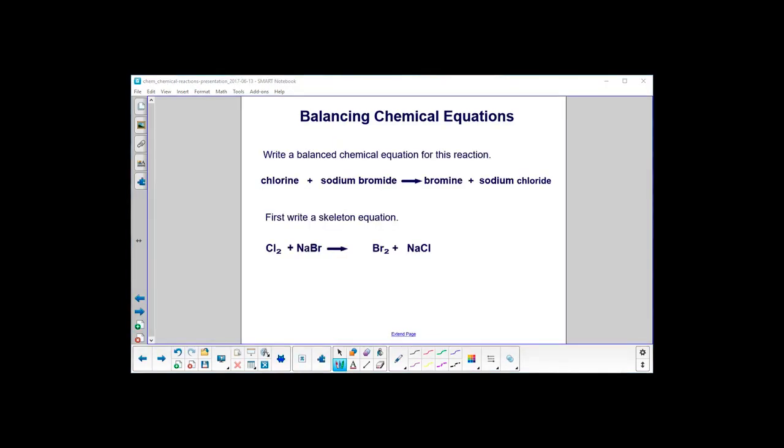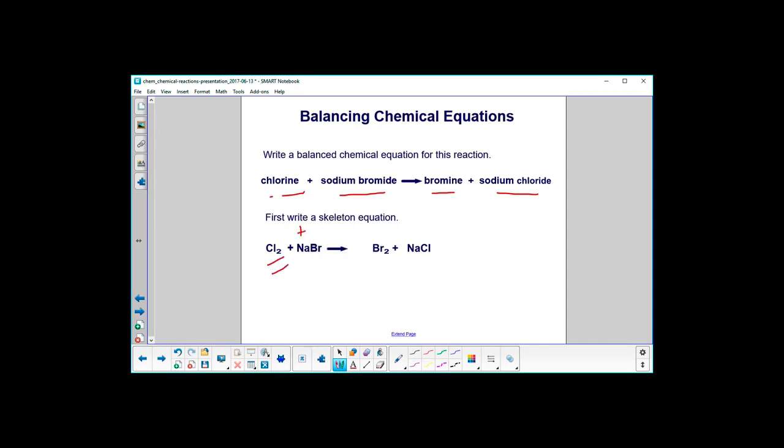Write a balanced chemical equation for this reaction. We have chlorine plus sodium bromide gives you bromine and sodium chloride. First, write a skeleton equation. Chlorine is a diatomic molecule, so we write Cl2.